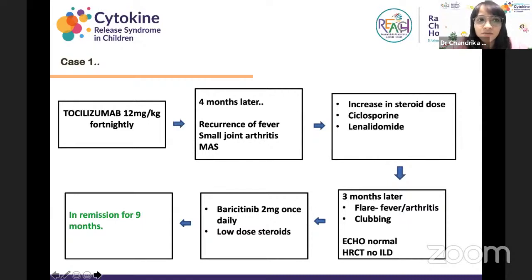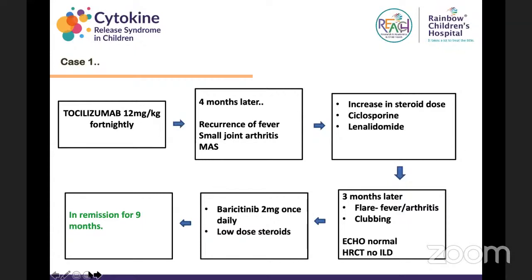This time she presented with small joint arthritis as well. And again, she had gone into macrophage activation syndrome. So we pulsed her with steroids again, but because we did not have access to anakinra at that point, we then gave her a combination of cyclosporin and lenalidomide, hoping it would control her disease activity, which it did for the next 3 months at least. But again, she came back with a flare of fever and arthritis.